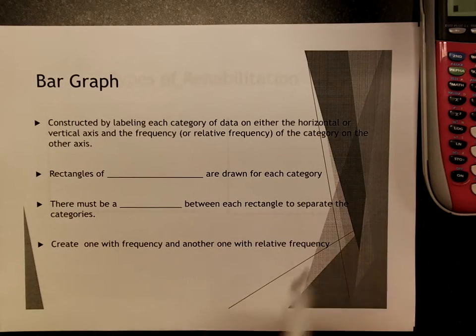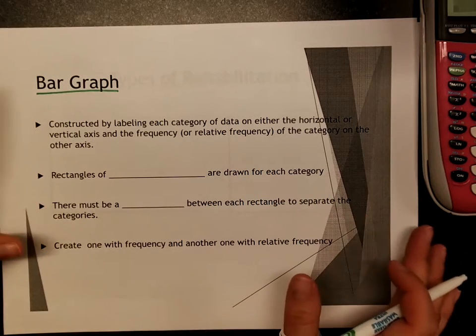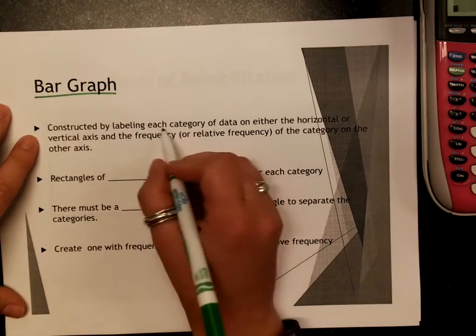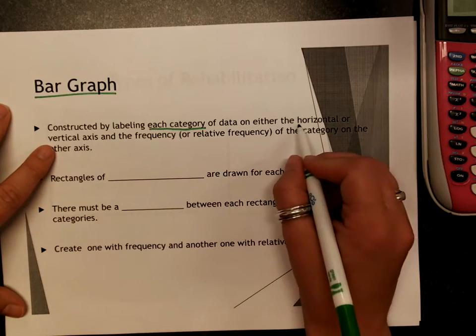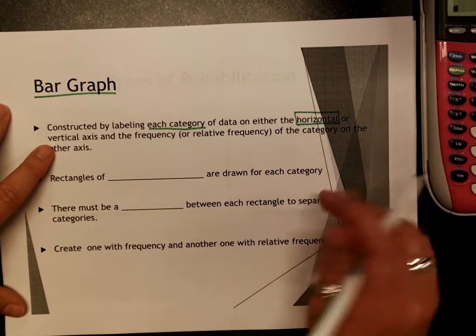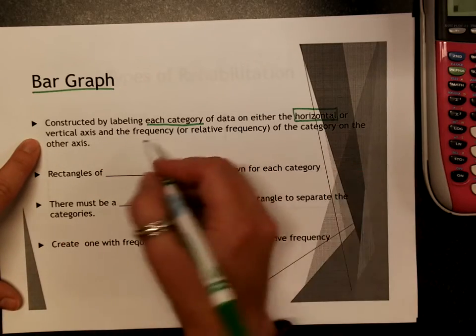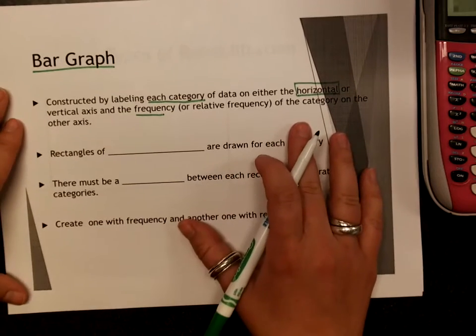So the first type of display we're going to create is called a bar graph. Maybe you've heard of this before. It's kind of a simplistic graph. So we're going to label each category of data on either the horizontal or the vertical. We're going to go with horizontal. Sometimes you'll see them labeled on the vertical, but we're going to stick with horizontal. And then the frequency or relative frequency, either one is fine, on the other axis, whichever one you didn't use.